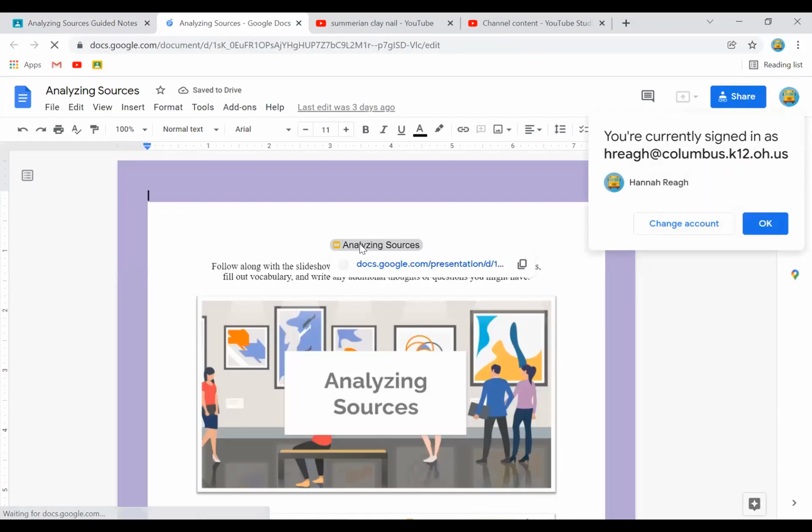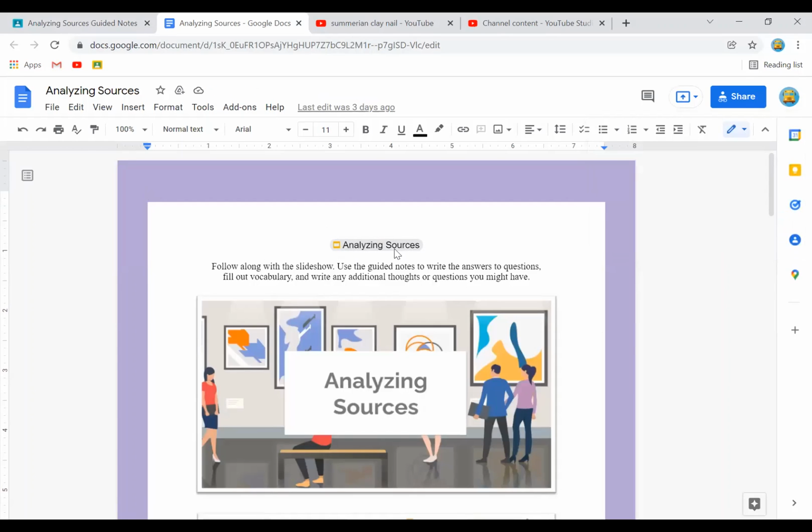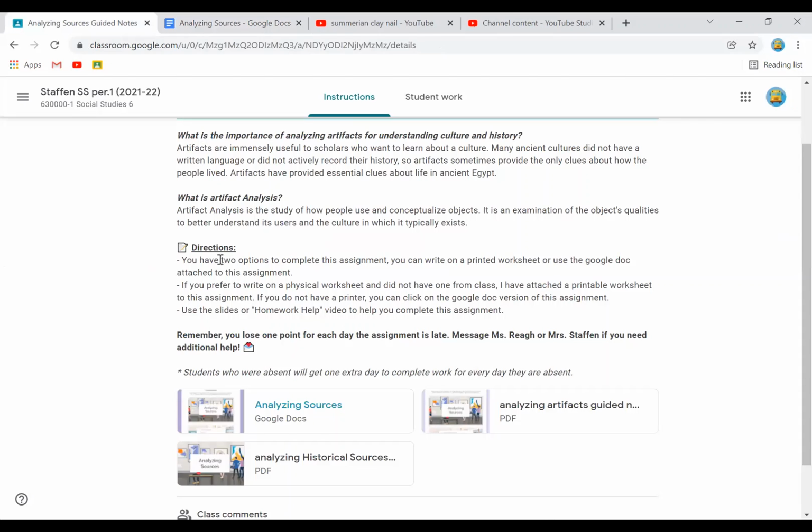It also has a copy of the slides there. The directions say you have two options to complete it: a physical copy or a digital one. Use the slides, which are attached here. These are the slides from the lesson, or homework help video, to help you complete this assignment. I'm recording the video now. That will show up here when I'm done. It will probably be two videos, a part 1 and part 2, because this is kind of a longer lesson.